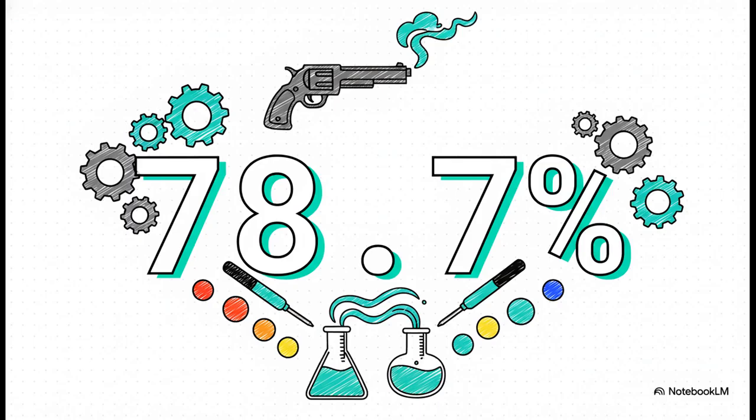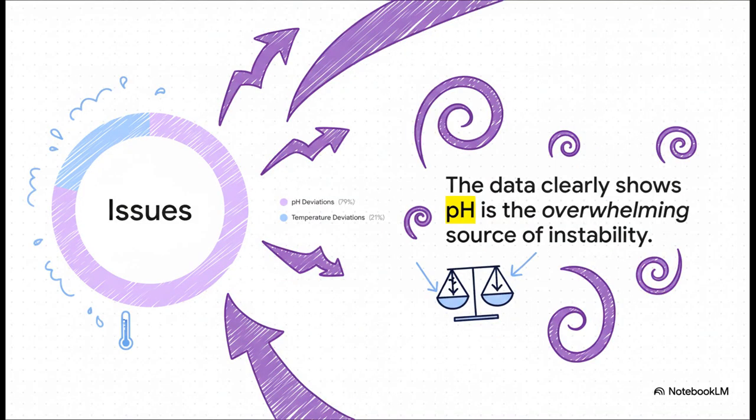Folks, this is our smoking gun. We now know exactly where we need to focus our attention to get the biggest bang for our buck. And this, right here, this is our aha moment. The chart just makes it impossible to ignore. Sure, temperature is contributing a little bit, but pH is the overwhelming source of instability. All that data, all that analysis, it's all pointing to one thing.